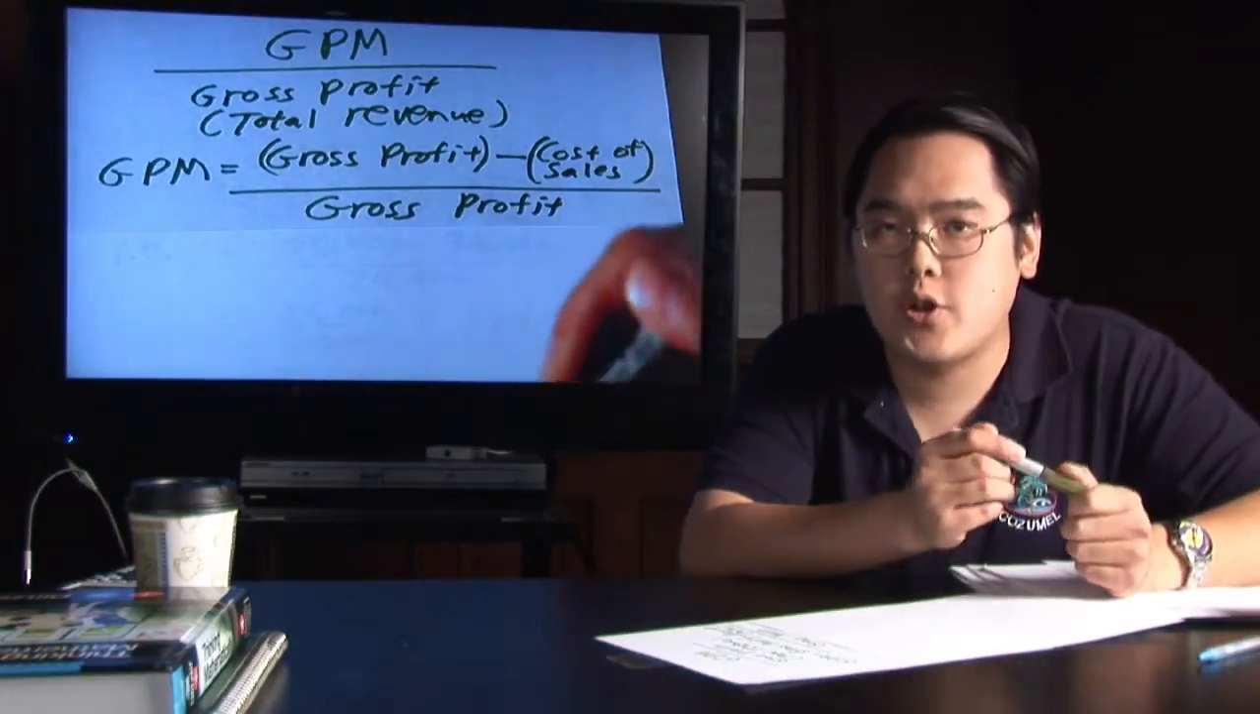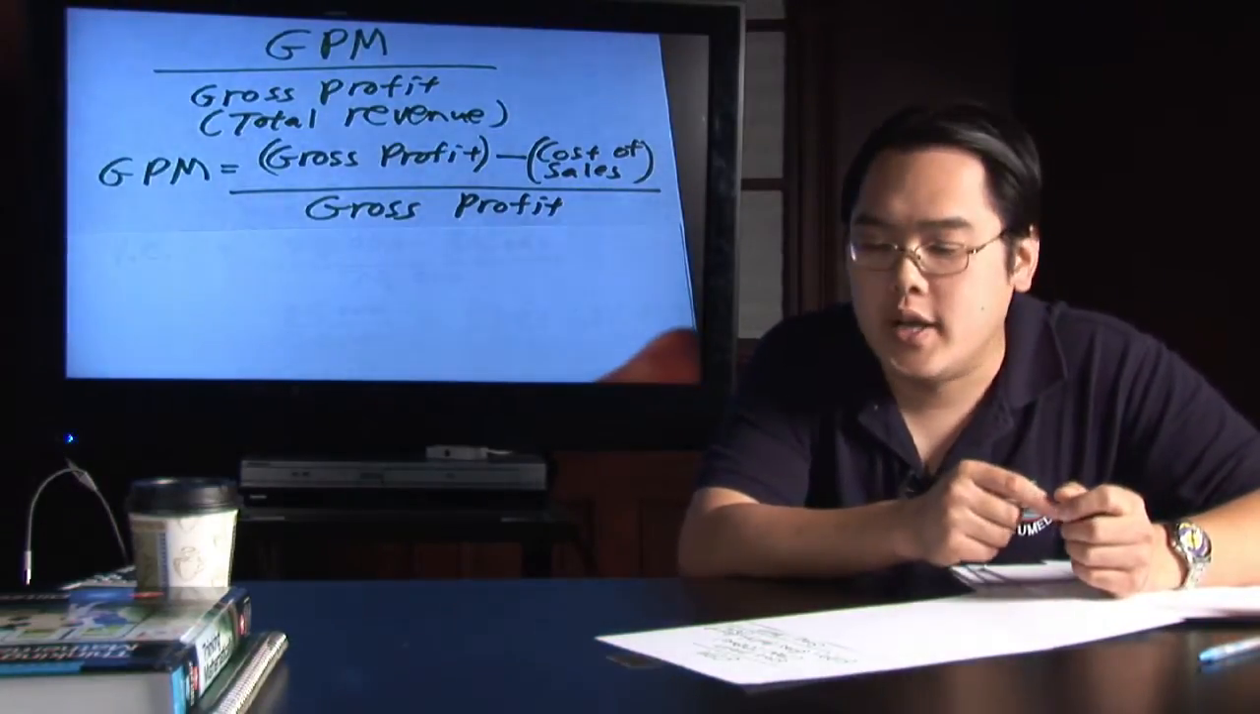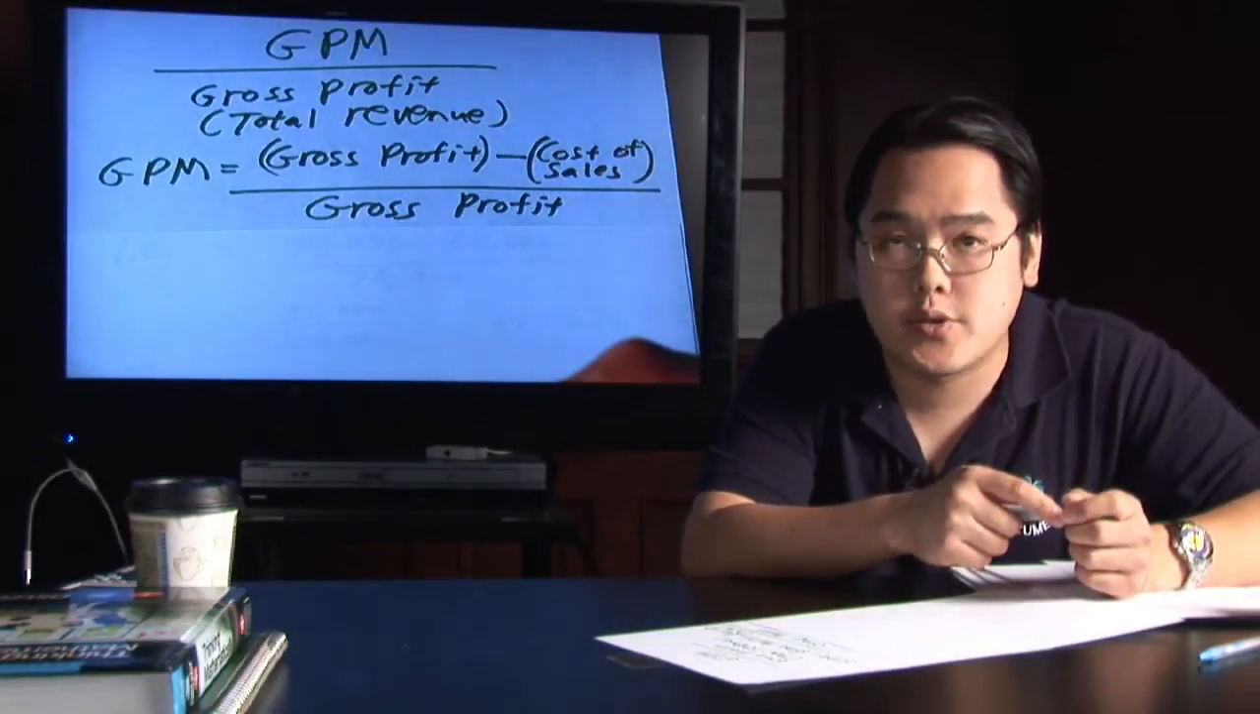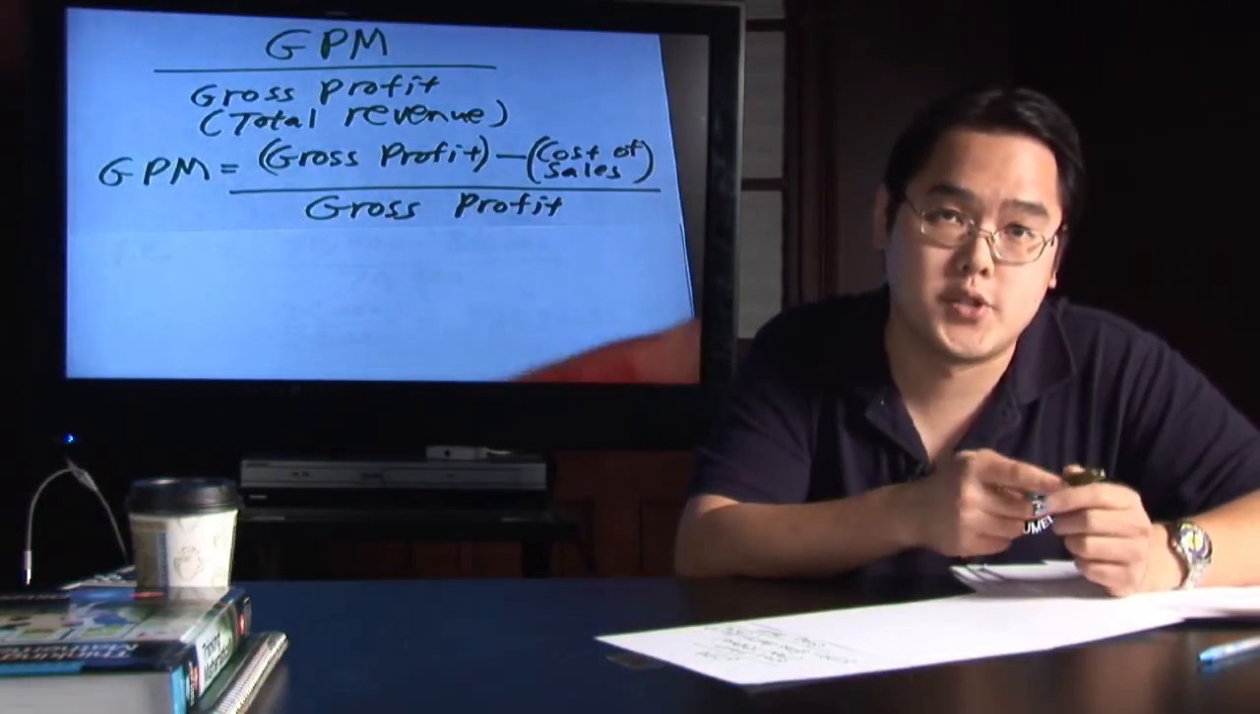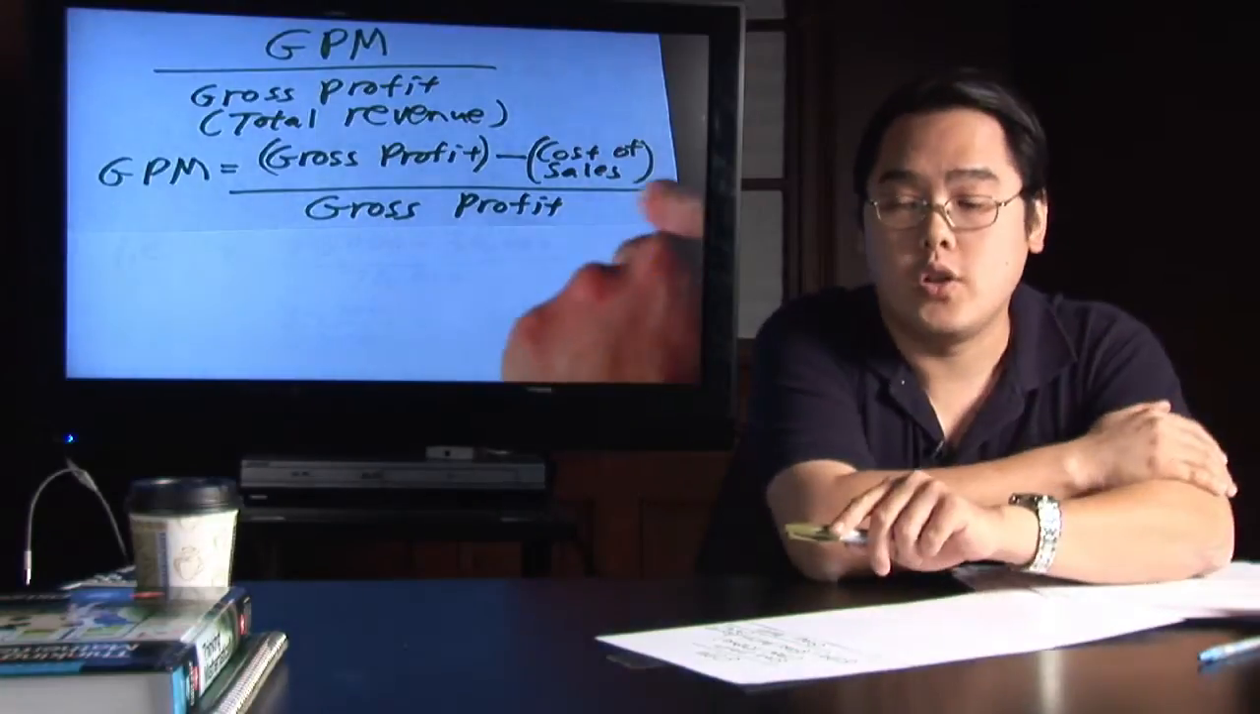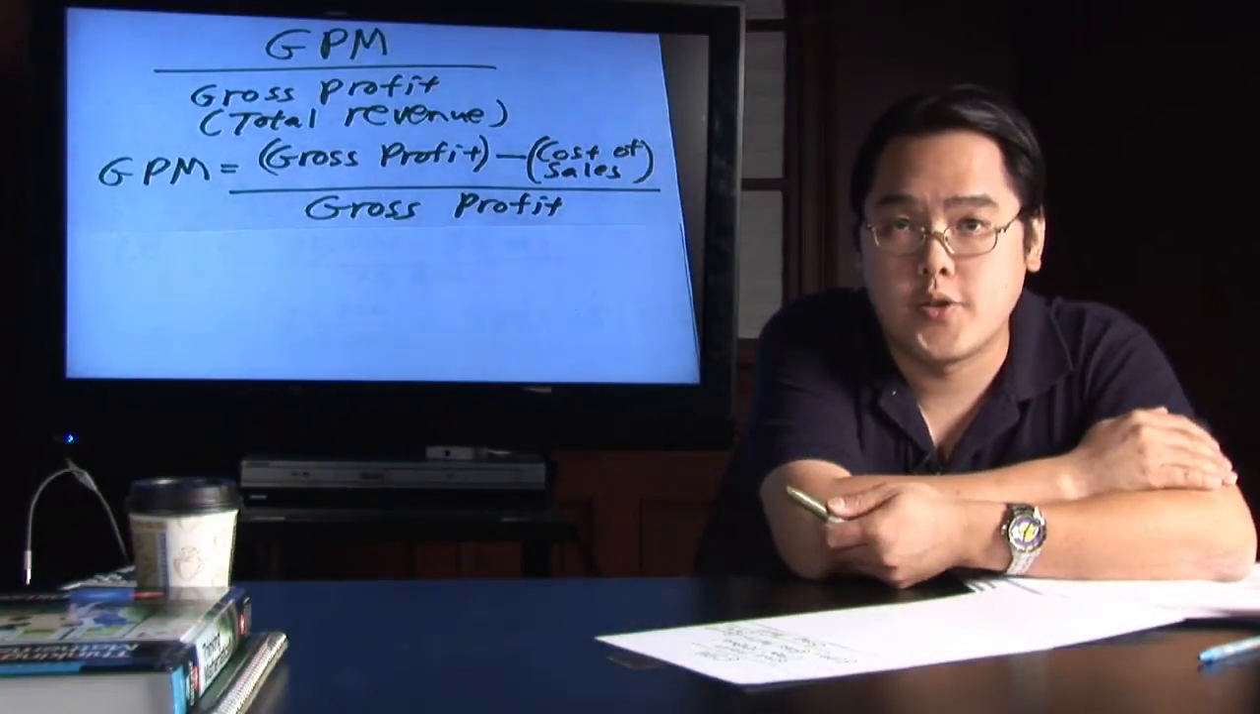You take the gross profit, the total revenue, and you subtract the total cost of sales. That's going to be the numerator of this ratio. And then you take that number and you're going to divide by the gross profit.